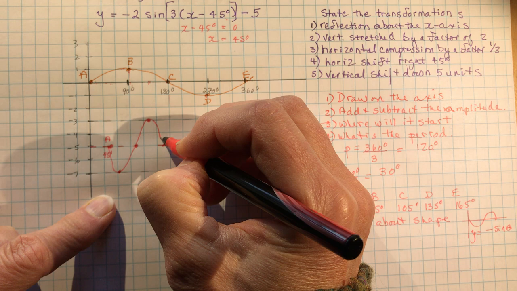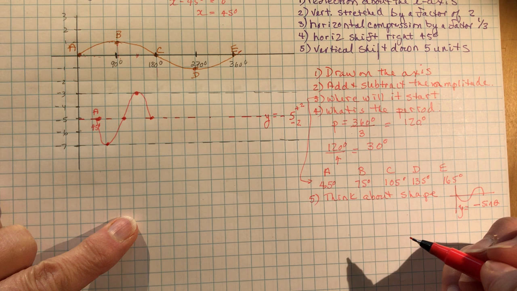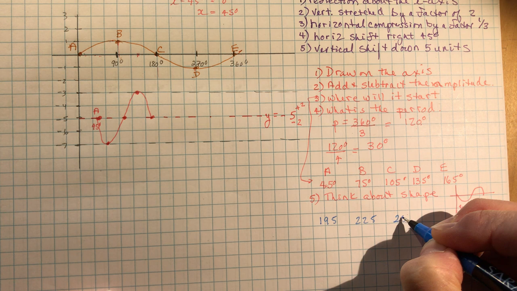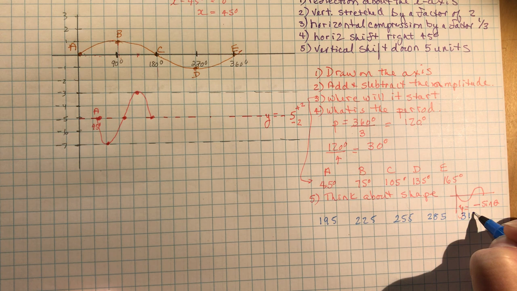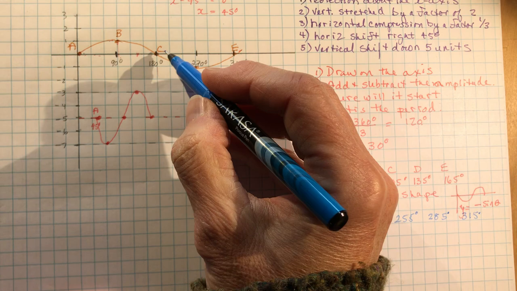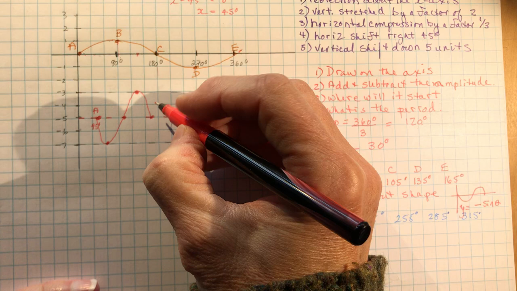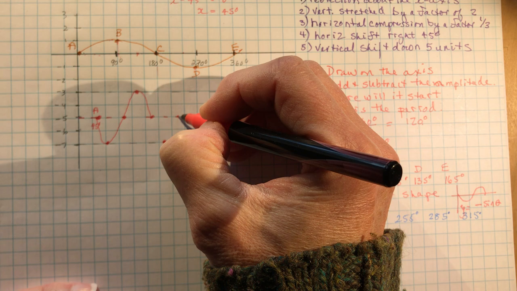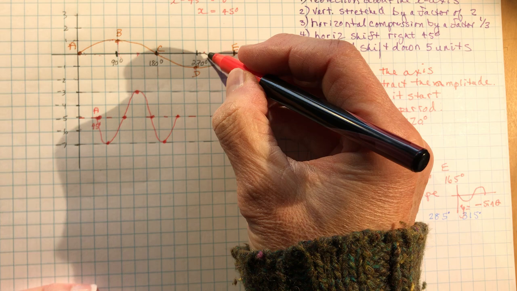Now, if you wanted more points, you would just take your 165 and keep adding 30. So 195, 225, 255, 285, and 30 more, 315. So if I wanted to keep going with this graph, I would just keep moving this over. Too bad we couldn't cut and paste on here because it is just that easy. So 195, 225, that's in the middle here.